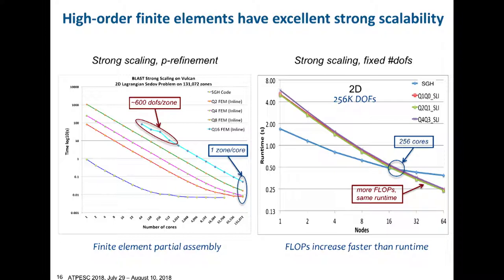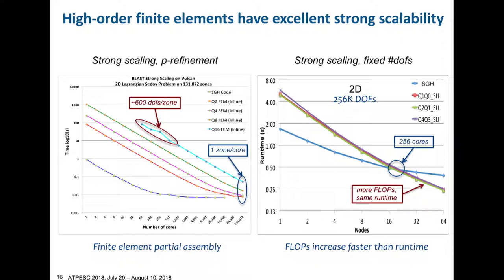What you can see is that for high enough order, we basically get perfect scaling all the way down to one element per core. Now, this is what's called pure refinement. We were using higher and higher order on the same mesh. Here's an example where, as we increase the order, we also coarsen the mesh. So we compare the same number of degrees of freedom.